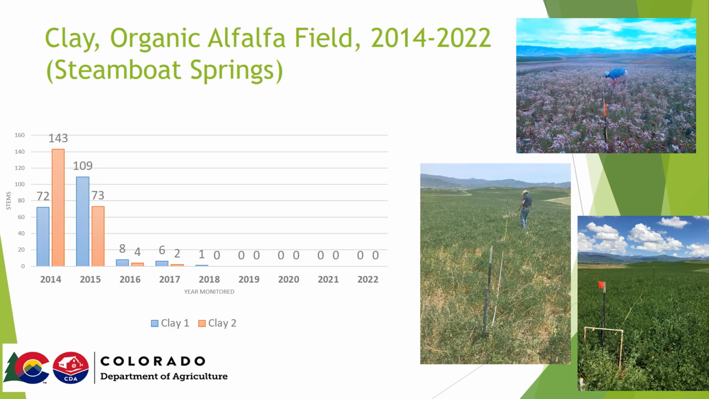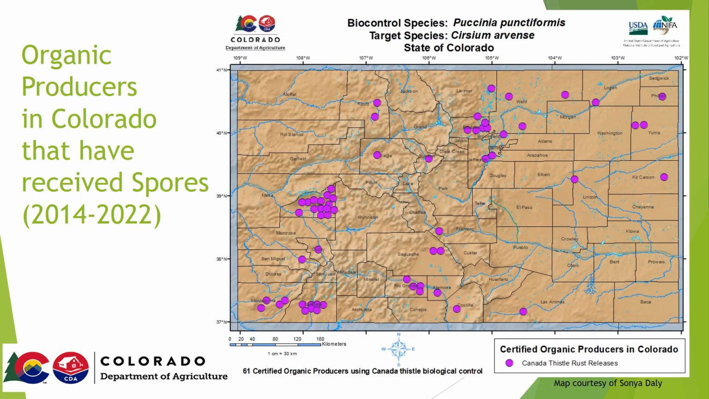The Palisade Insectary Canada Thistle Project has a history of long-term monitoring using Puccinia punctiformis that extends beyond the typical 3-year grant cycle. This is just one example of 2 monitoring transects set up in 2014 and followed through 2022. This map shows our ability to reach organic producers across the state of Colorado.